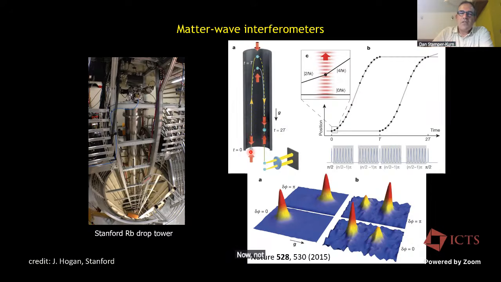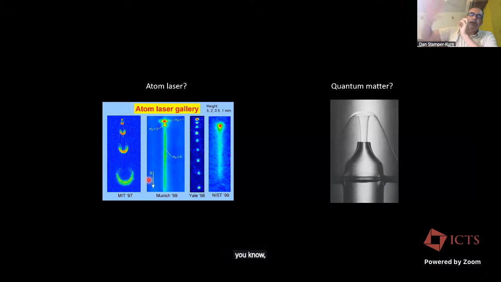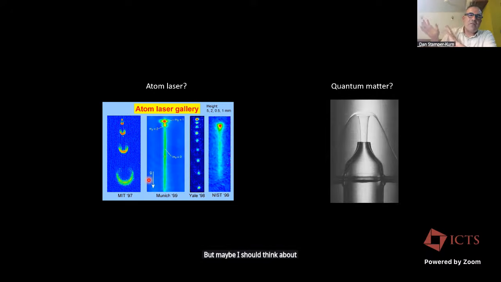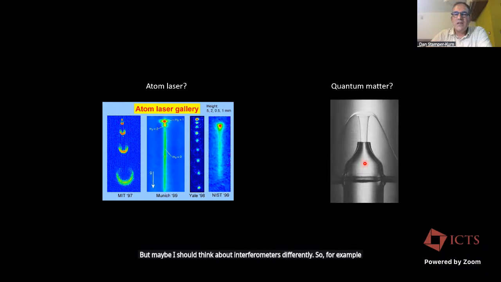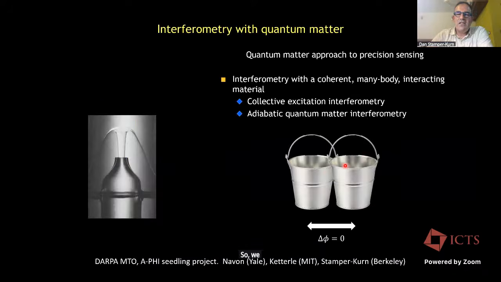Now, not all interferometers have to be made of waves, because when I look at an ultra-cold gas of atoms, maybe I see something like an atom laser, a coherent collection or beam of atoms that looks kind of like a coherent beam of photons. And maybe therefore I should design matter wave interferometers so they look just like optical interferometers, like I'll just follow that analogy. But maybe I should think about interferometers differently. So for example, can I build an interferometer which is just based on quantum material that sits inside of a container? So we kind of developed this thought process.